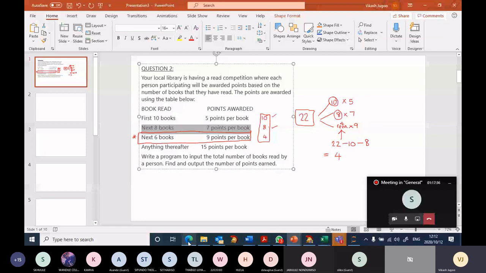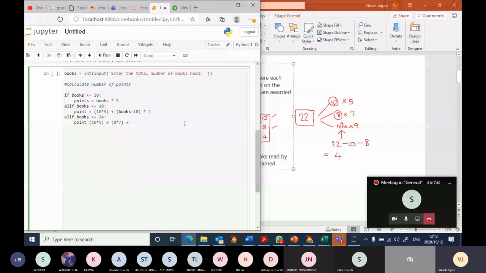Get the remainder. How do I get the remainder? The remainder is the total number of books, minus the 10 that we've given 5 points for. And we also need to minus this 8 that we've given 7 points for, minus 8. And that will give us the remainder. And that remainder, I now multiply by 9 points.